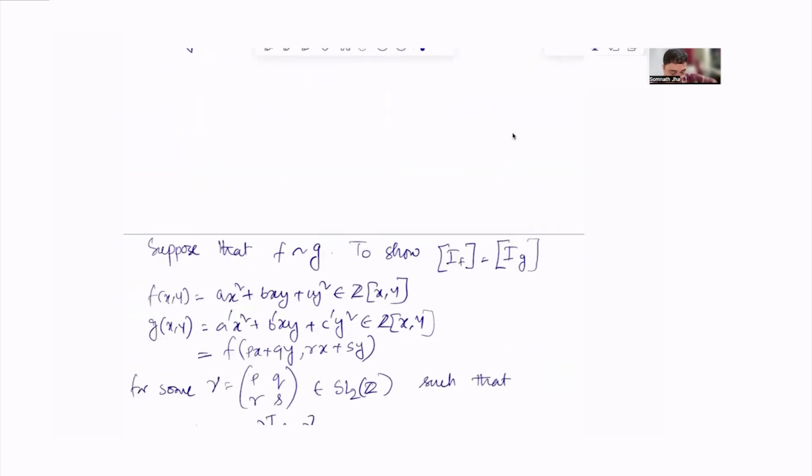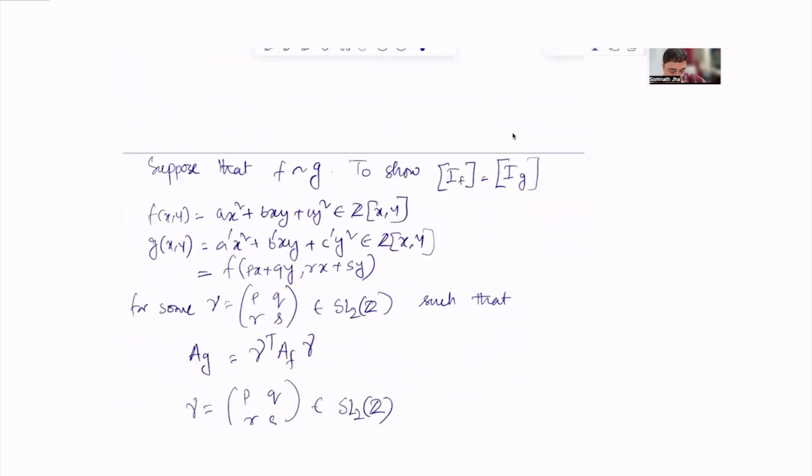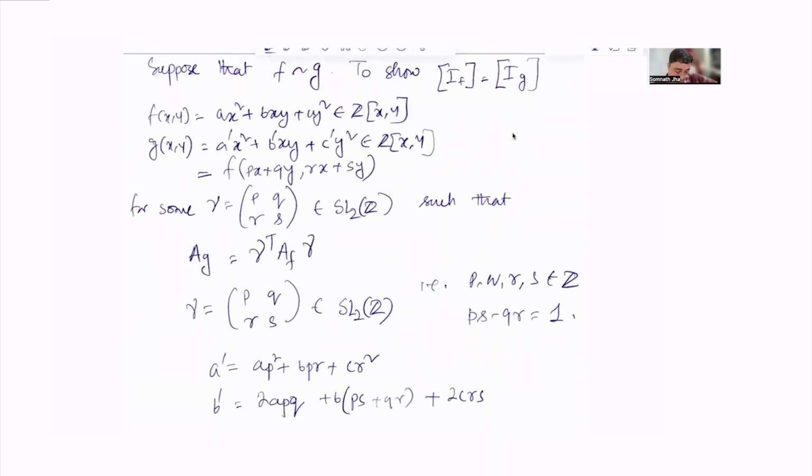Then there exists a matrix (p q; r s) in SL2(Z) such that g(x,y) is f(px + qy, rx + sy). The matrix of g is gamma transpose A_f times gamma, where gamma is (p q; r s) in SL2(Z). That means p, q, r, s are in Z. I'm just recalling for your convenience, ps minus qr equals 1. And a' is nothing but a p square.